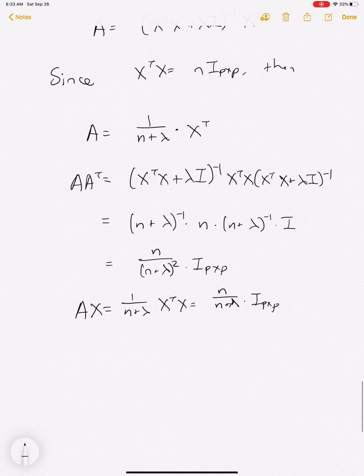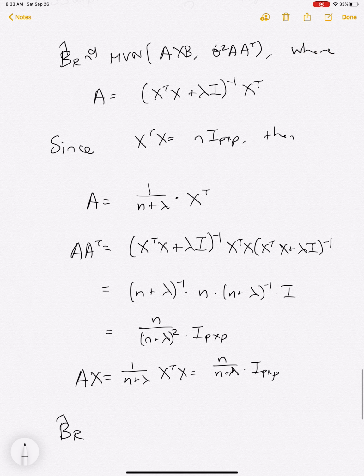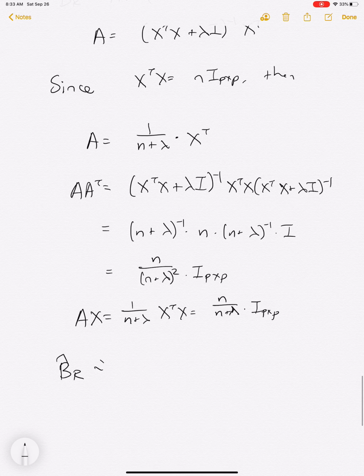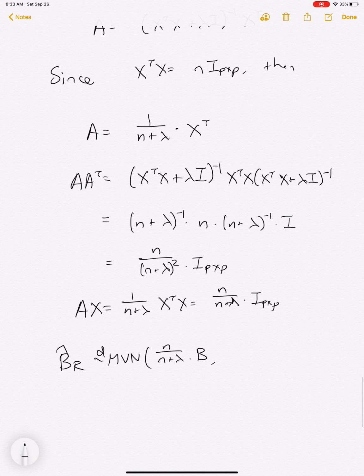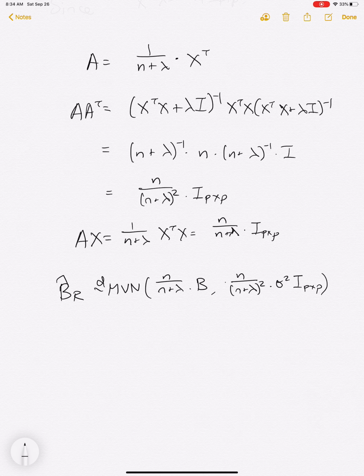Okay, and so in that case, you get a very, very nice simple expression for what our distribution of B hat R is, and all the X's very nicely just disappear, and you end up with N over N plus lambda times B, and then you end up with N over N plus lambda squared times sigma squared identity as the covariance matrix. So you get this very, very nice expression that's going to make analysis a lot easier.